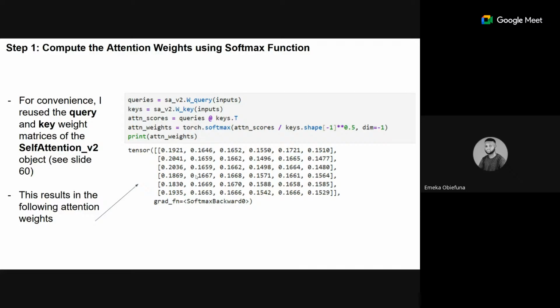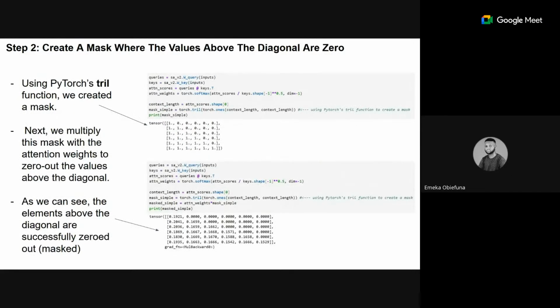Once you've completed your attention weights using your softmax function, the second step is where you create the mask. You want to hide some parts. Here we are using PyTorch's tril, triangle lower, to perform the masking. To understand what's happening here, we've explained from here to here, so this part is what's new.